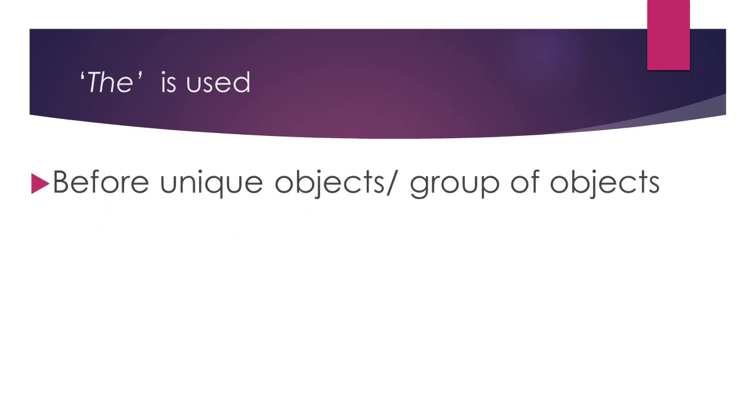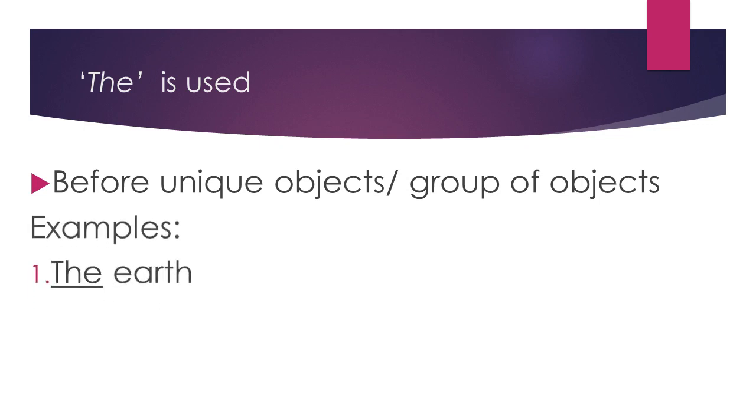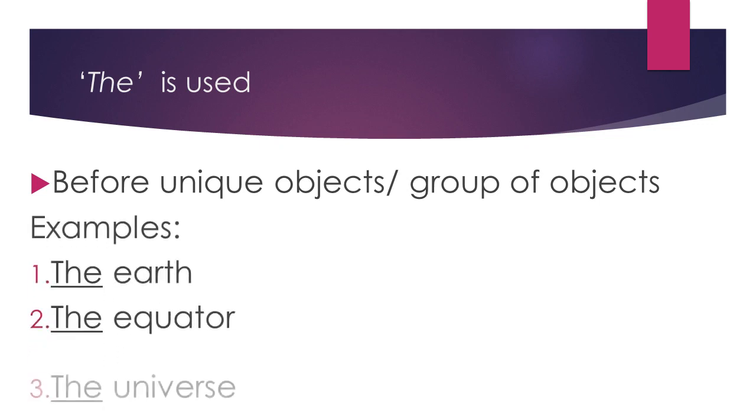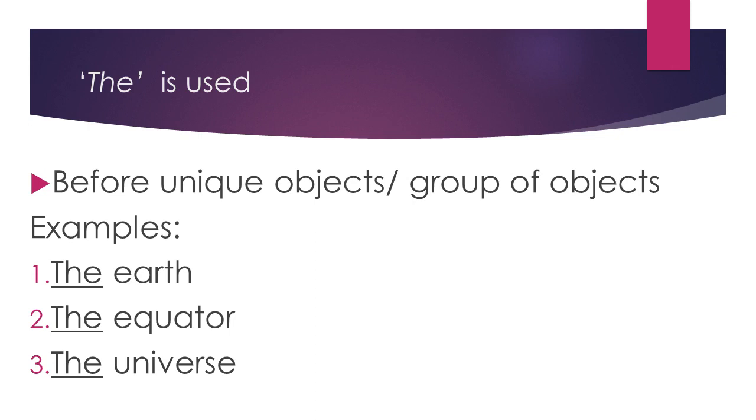Now where do we use "the"? Which rules govern the use of "the"? Before unique objects or groups of objects. For example, the earth, the equator, the universe. So these are unique objects, the things which are unique on their own, or groups of objects which are unique on their own. There we use "the".